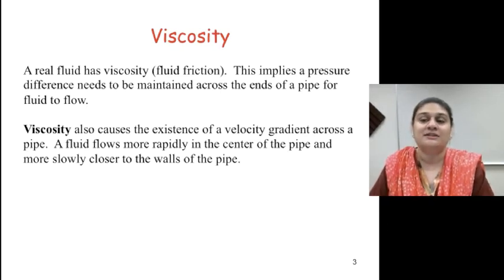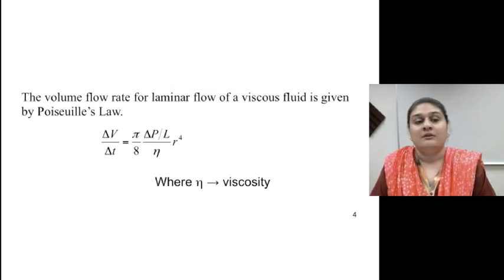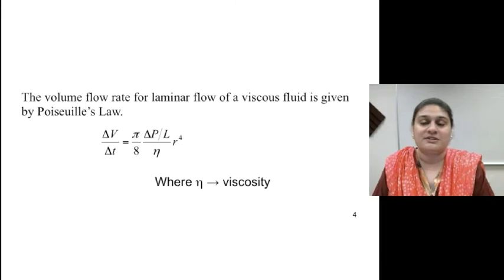This implies that a pressure difference needs to be maintained across the ends of a pipe for the fluid to flow. Viscosity causes the existence of a velocity gradient across a pipe, and fluid flows more rapidly in the center of the pipe and more slowly close to the walls of the pipe. The volume flow rate for laminar flow of a viscous fluid is given by Poiseuille's law: delta V over delta T equals pi over 8, delta P over L, divided by eta, R to the fourth, where eta is the symbol for viscosity.